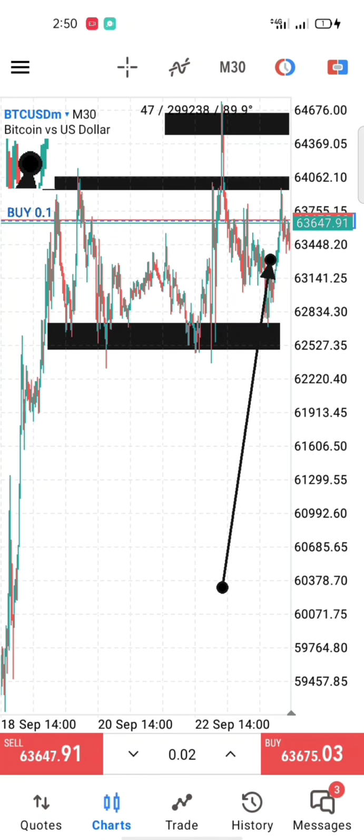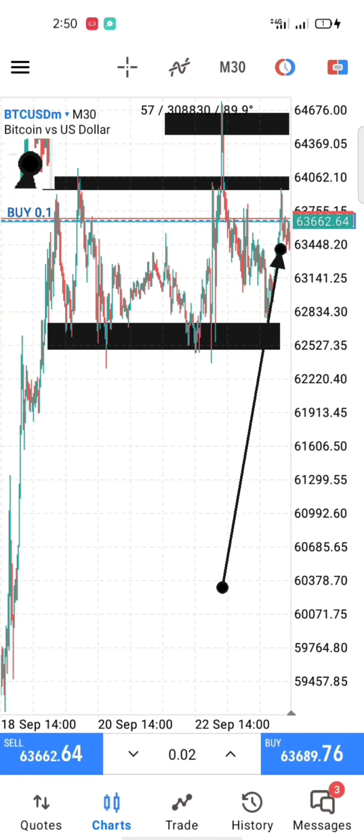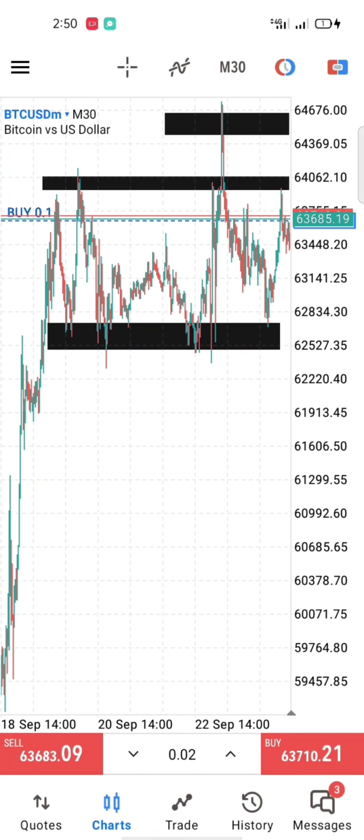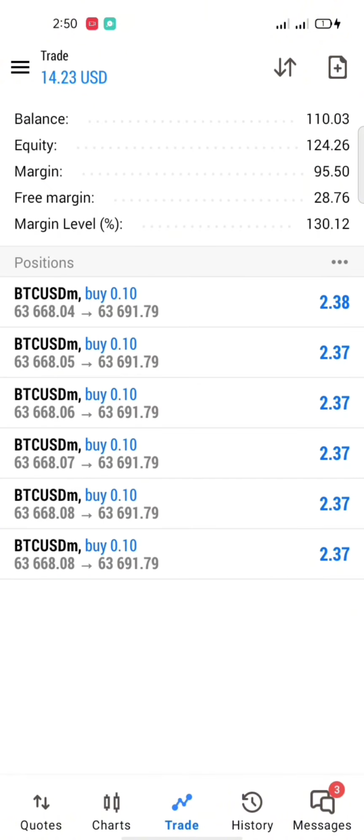So currently the trade reached here, created some rejections, and is now buying to the upside. Just watch and see how the trade reaches that very point. This account is going to be taken from $6 to $6,000. Currently the balance is $110 in the trade.